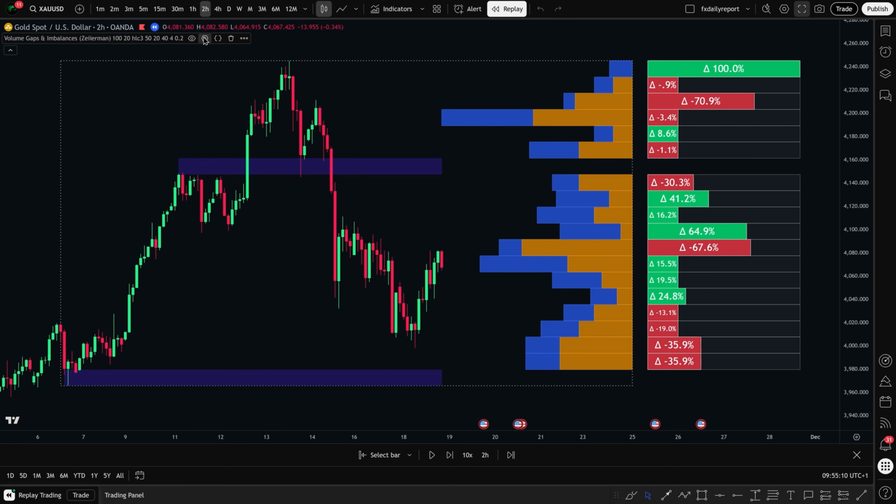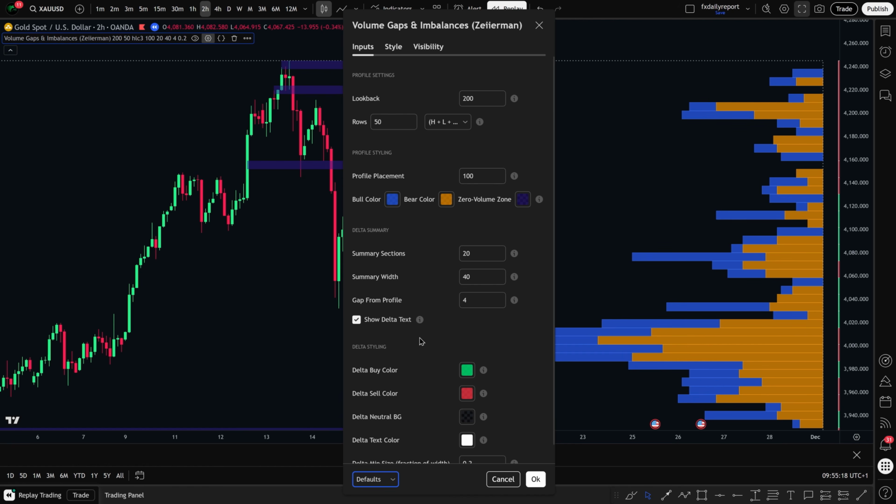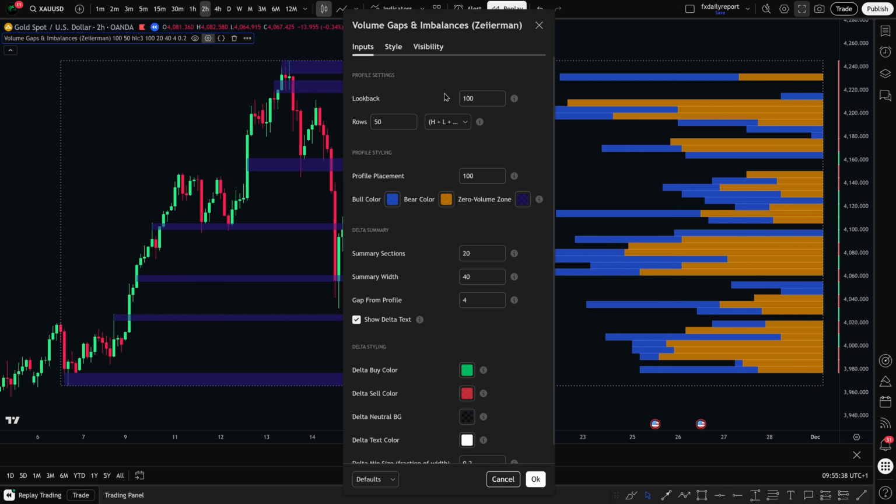Now, let's go over the indicator settings. You can actually reset it to the default settings over here. So right now, we are on the default values. So the first option we have is the look back period here. This controls how many past candles the indicator uses to build the volume profile. The default value is set at 200, but I will reduce it to 100 to have a good balance between recent price action and overall market structure.